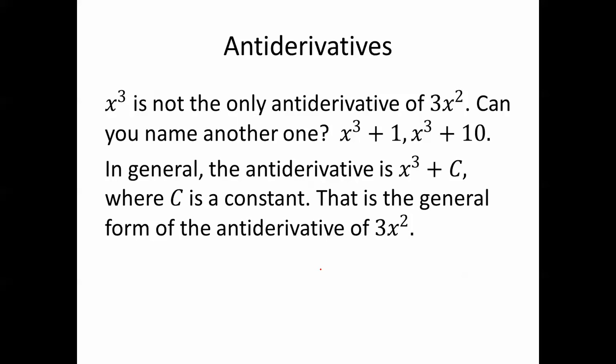Well, there's x cubed plus 1, because when you take the derivative of x cubed plus 1, you get 3x squared. Or how about x cubed plus 10? Again, when you take the derivative of x cubed plus 10, you get 3x squared. In general, the antiderivative of 3x squared is x cubed plus c, where c is a constant. That is the general form of the antiderivative of 3x squared.